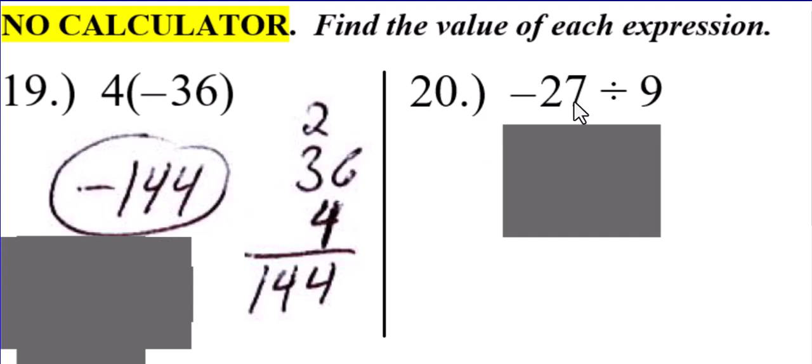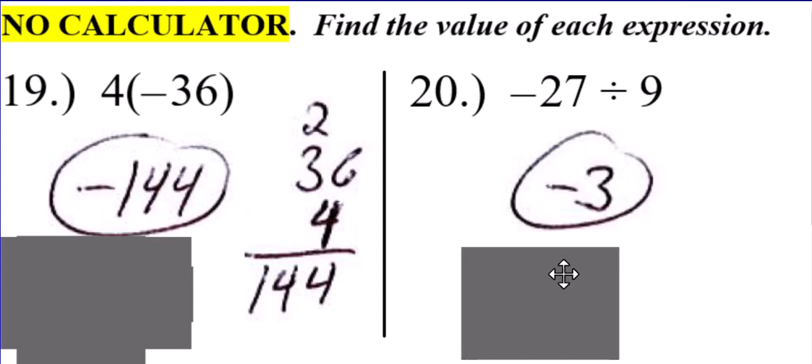And problem number 20. Hopefully you notice they have different signs, a negative and a positive. So once again, you will get a negative. And this was division. Hopefully you know your times tables. Hopefully you know that 3 9s make 27. So this is negative 3. No side work was needed on number 20 because it was really easy.